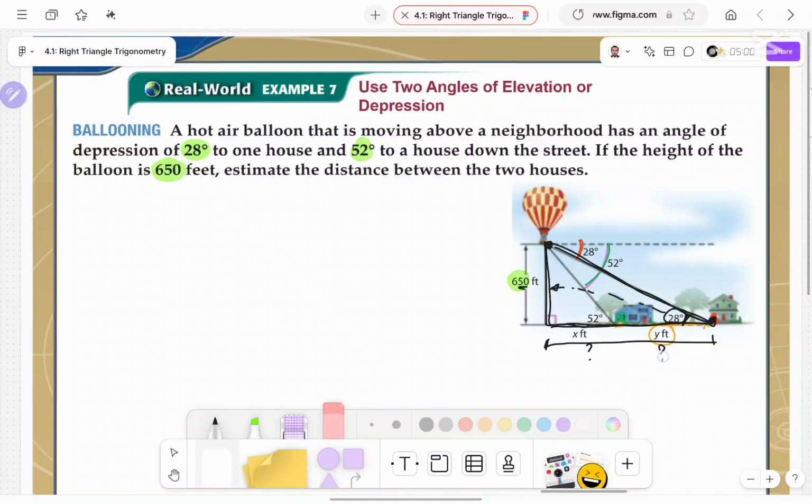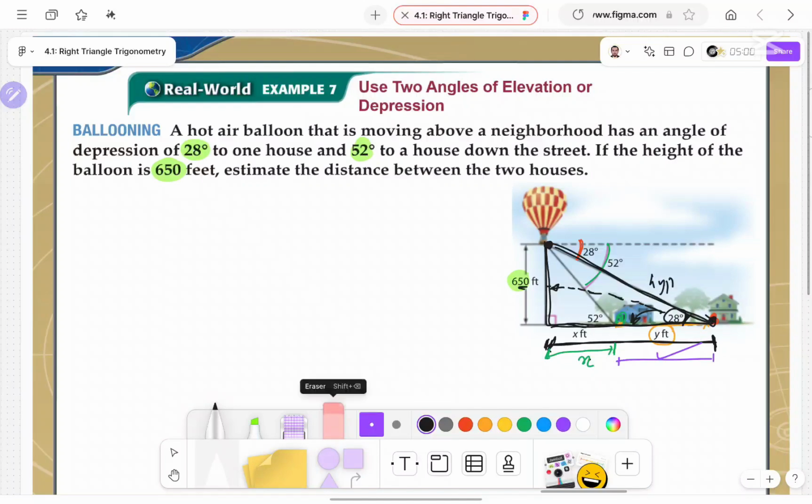I have an idea. If I find the total side from here to here, and after that I subtract the side x, I can get y, right? So now I need to find the longer side. How can I find the longest side using this? I can use the opposite side over the adjacent side, because we know that this is the hypotenuse.